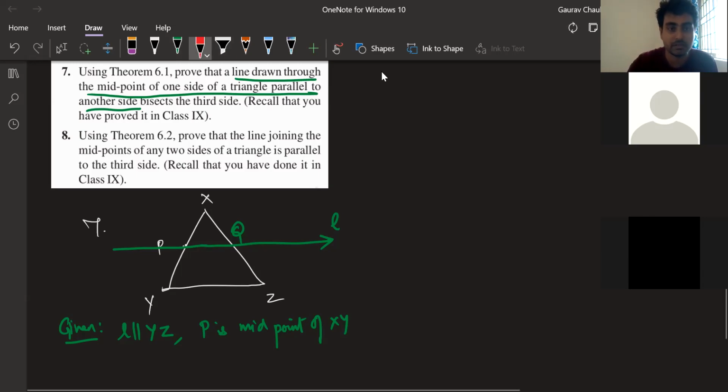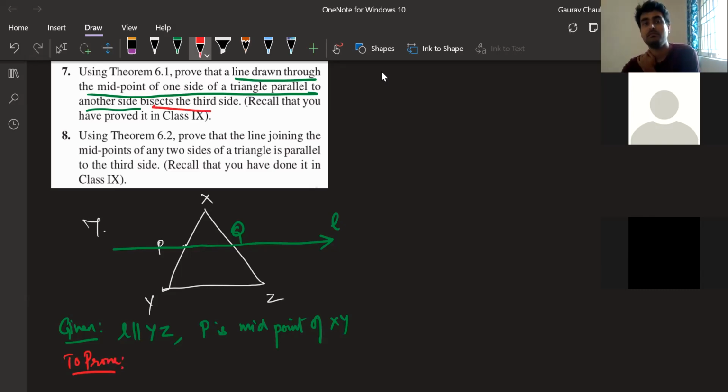Now, what will be the to prove part, Riza? So that line L bisects XZ, sir, which means XQ is equal to QZ. This is the to prove part. Okay, guys, if you notice, this sentence is not using an if-then format. Obviously this statement you already know, but statements like this can come. So it's an English skill also to parse the sentence and understand. So to prove is what, Riza? Bisects the third side, so XQ is equal to QZ. Everyone got the mathematical conversion here? Give me a thumbs up if this is good for everyone.